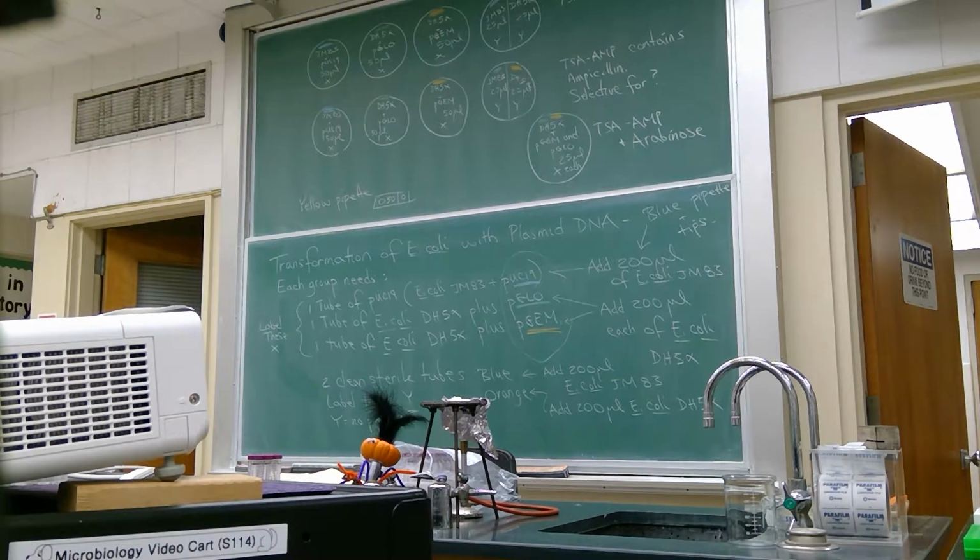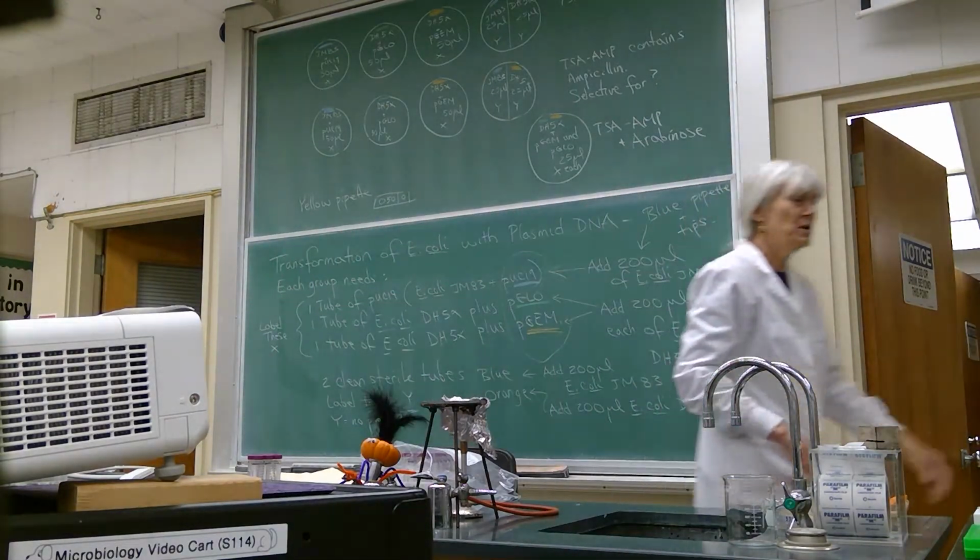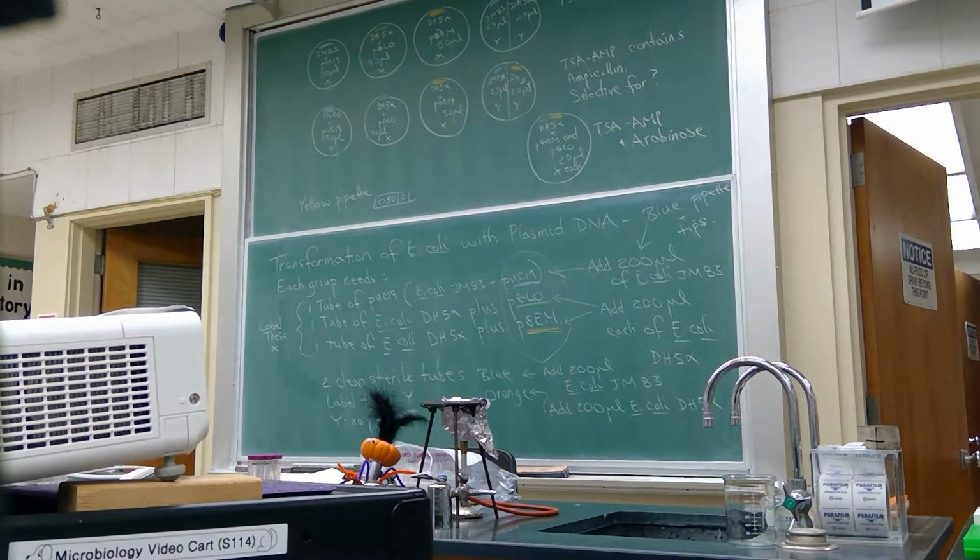Alright, so a very important question has been asked. After you put 50 microliters on a plate, will it spread over the surface of the plate? And the answer is no. So you will need to use a glass spreader. The reason I took away the alcohol is because I don't want you to use alcohol to sterilize these things.